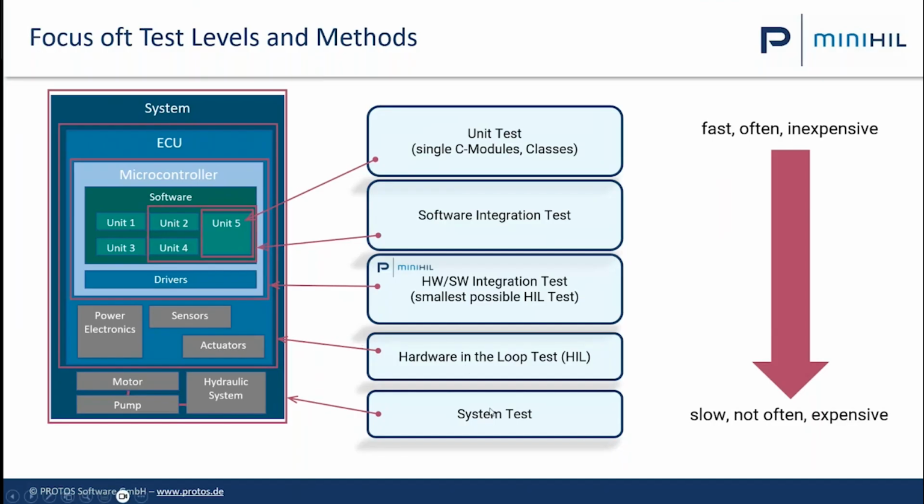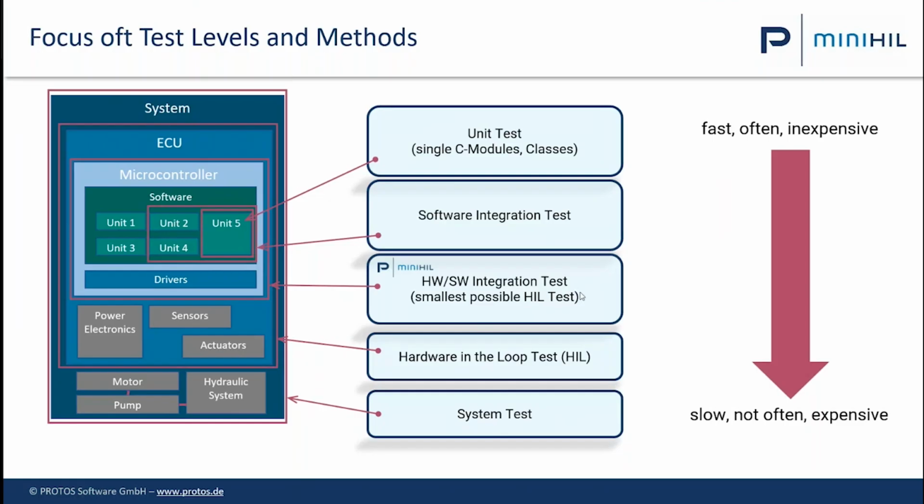If you go to a big hardware-in-the-loop test stand or a system test, that's usually very slow, very late in the process. You do not run this very often because it's really expensive. And the miniHIL is somewhere in the middle. It runs as fast as a unit test normally, so in the range of minutes. But it's relatively inexpensive in comparison to a system test.